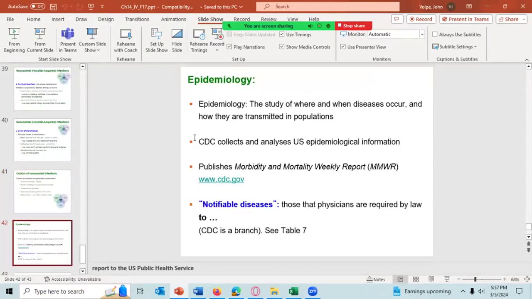All right, let's move on to epidemiology. Epidemiology is the study of where and when disease occurs and how disease is transmitted in a population. The CDC collects and analyzes U.S. epidemiological information. Usually what happens is the doctors report a reportable disease to the county health authorities. The county health offices then report it to the state offices, and then the state offices report to the CDC.